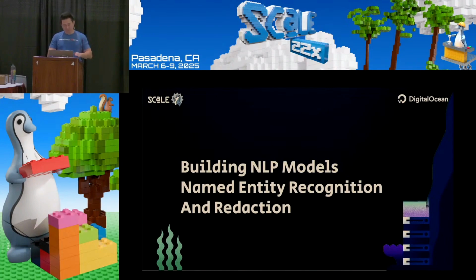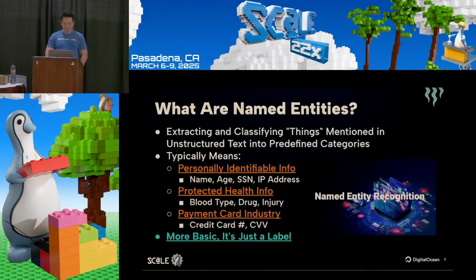Super simple example. Let's now scale that up. So we're going to build a named entity recognition model here, which is also redaction, but we need to start with the named entity recognition first. So what are named entities?